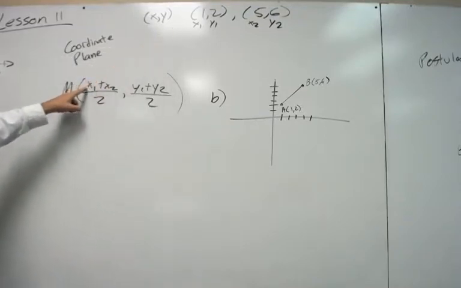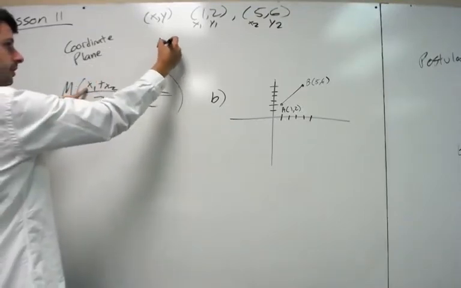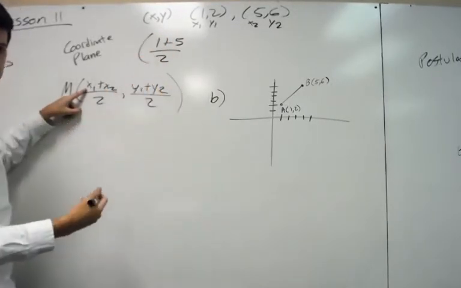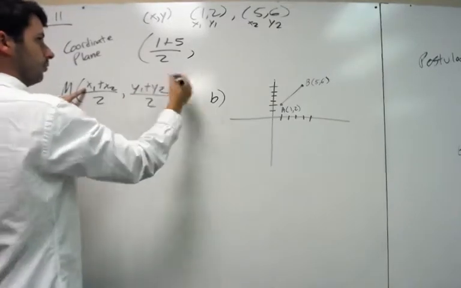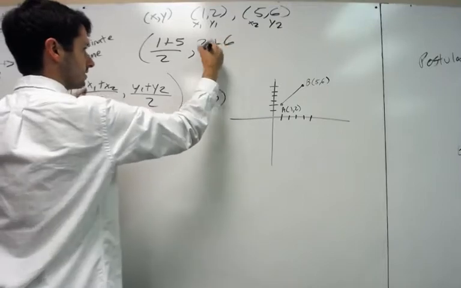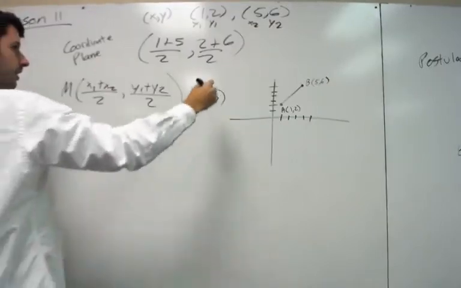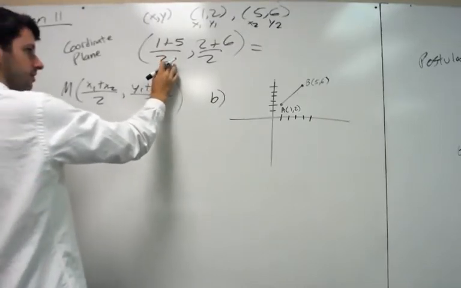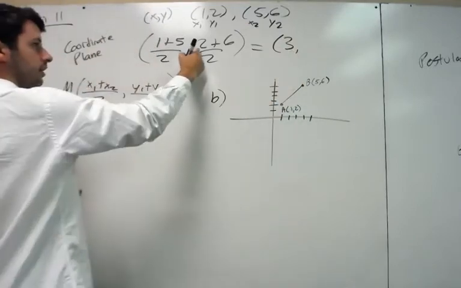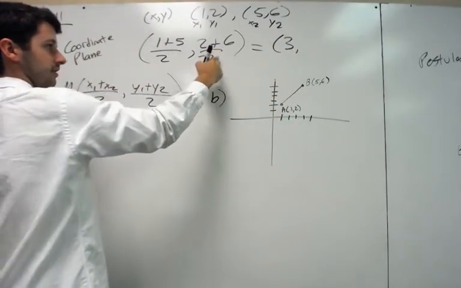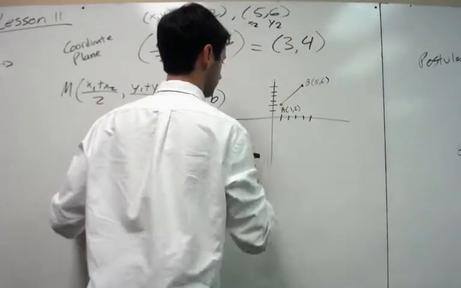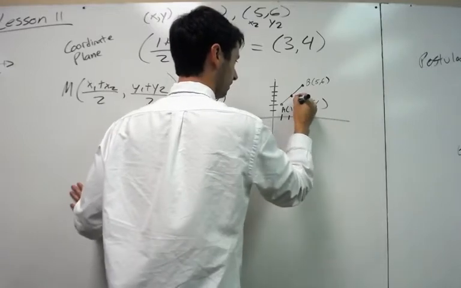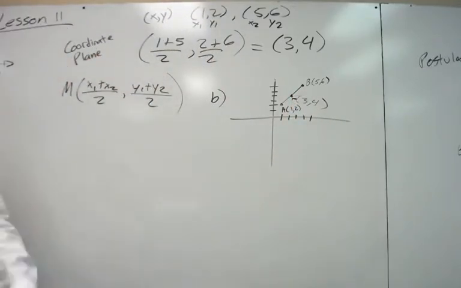X of 1, 1, plus x of 2, 5, divided by 2. This is in parentheses because it's a coordinate. And then y of 1, 2, plus 6, divided by 2. Then you would solve. 1 plus 5 is 6, divided by 2 is 3. 2 plus 6 is 8, divided by 2 is 4. So therefore your coordinate, that is the midpoint, would be 3, 4. And you can see that it looks like it would be the midpoint.